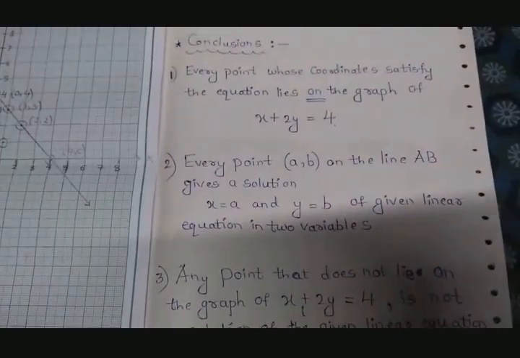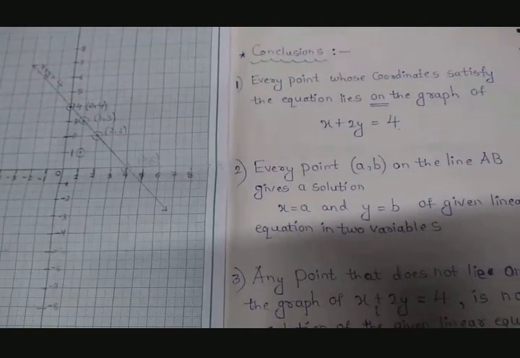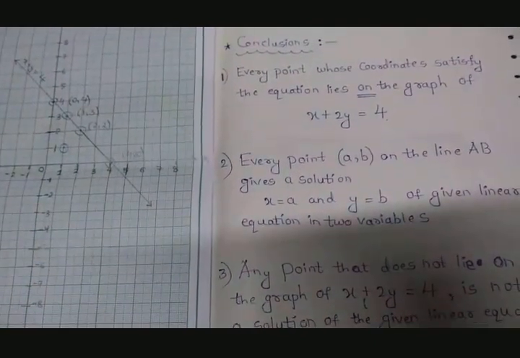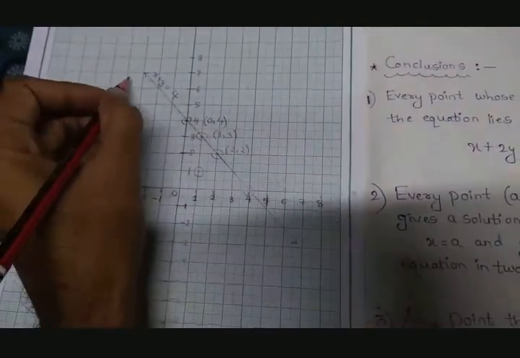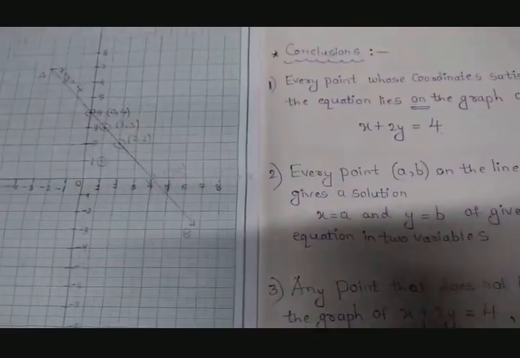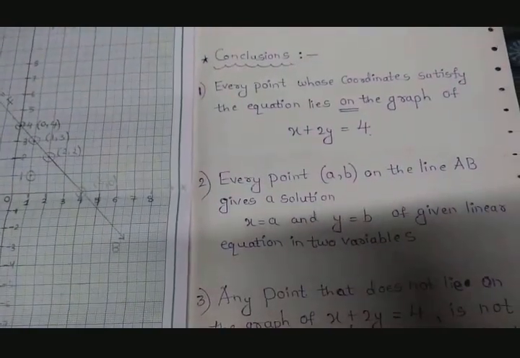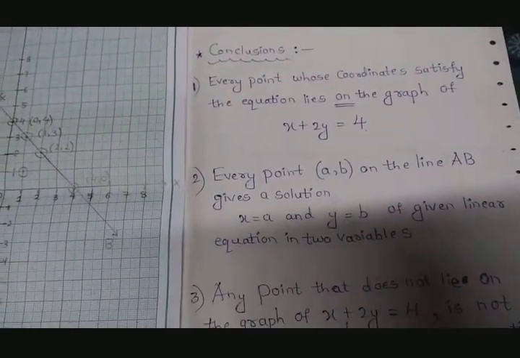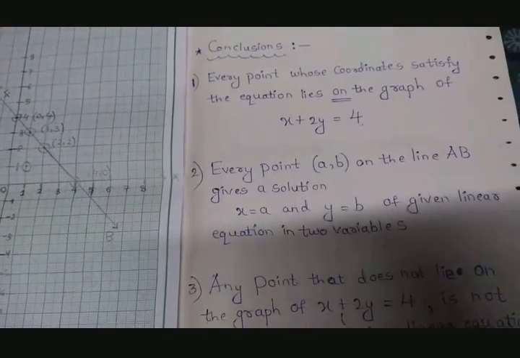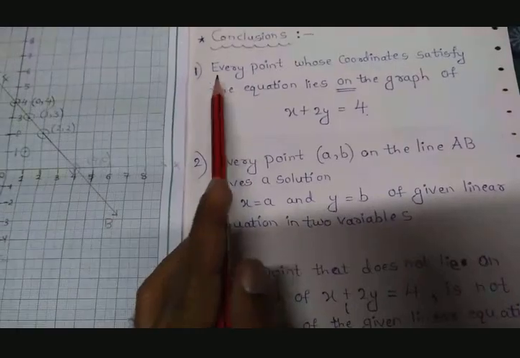So here are some conclusions that we have obtained from the graph of the linear equation, that is x + 2y = 4. You can also name this line, for example a, b or p, q, whatever you may want. Now these are the conclusions that we have obtained from the graph. The first one is: every point whose coordinates satisfy the equation lies on the graph of x + 2y = 4. So what do you mean by this?